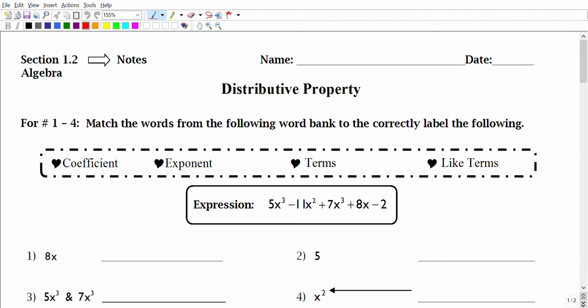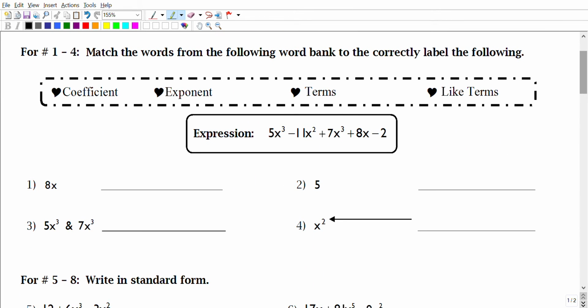Hey guys, so let's go ahead and get started right away with our section 1.2, where we're talking once again about distributive property. We just want to make sure we understand this completely. So we're going to look at a few terms that we already defined yesterday. Let's highlight a few of these terms: coefficients, exponents, terms, and like terms. Those are a few of the definitions that we learned about yesterday. So let's talk about those according to this expression.